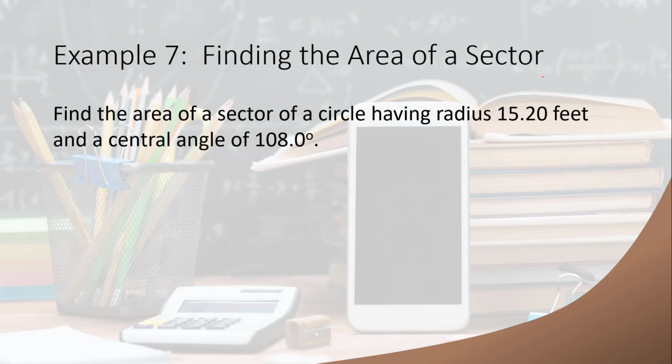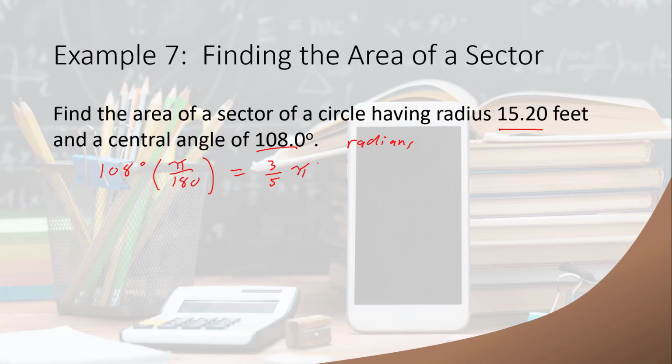And this happens to be our last example here. We want to find the area of a sector having radius 15.20 feet and a central angle of 108 degrees. Okay, well, to do this, the first thing we need to do is convert to radians. And that will be 108 degrees times pi over 180. And we've actually done that before. That is 3/5 pi. Remember, 108 and 180 both have common factors of 36.